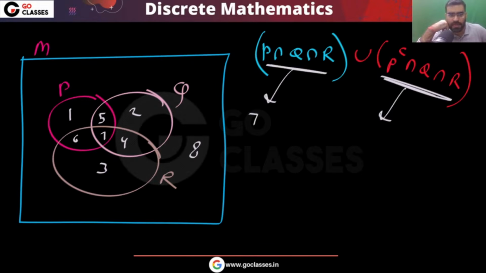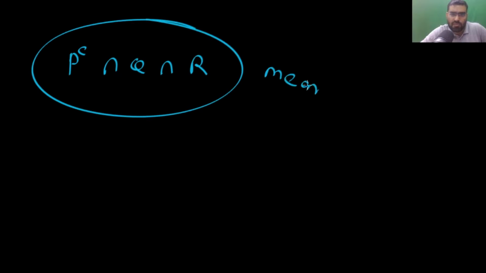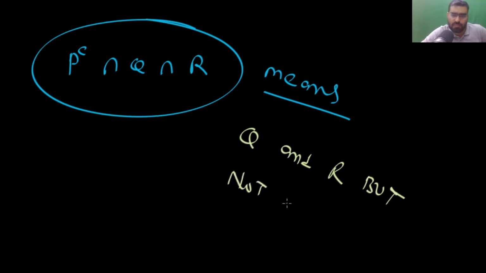What is this area? What is this one? Look at this one. What is this saying? This is saying Q and R but not P. Yes or no? Look at this. If I say like this, what does this mean? This means Q and R but not in P. Right? Okay, so you can see this is the area in Q and R. It must be in Q, it must be in R, but not in P.